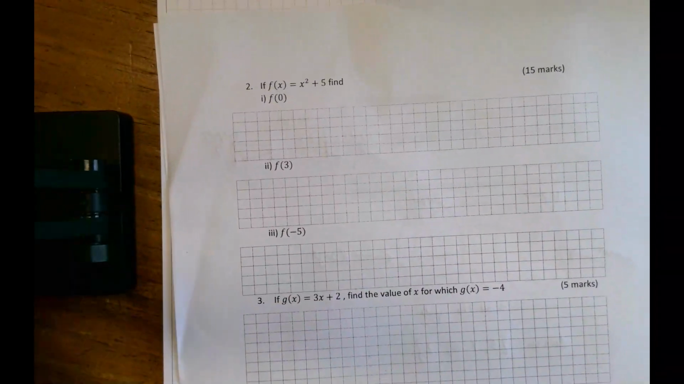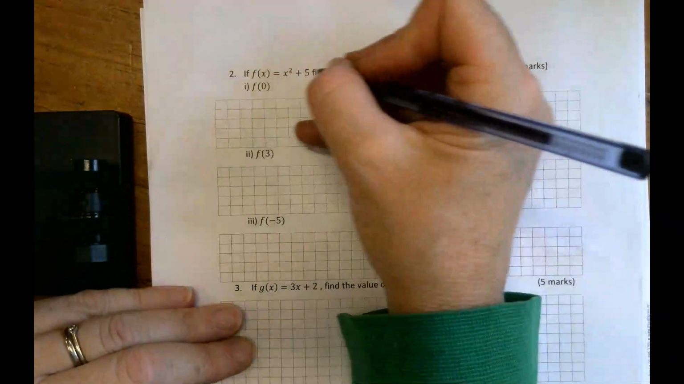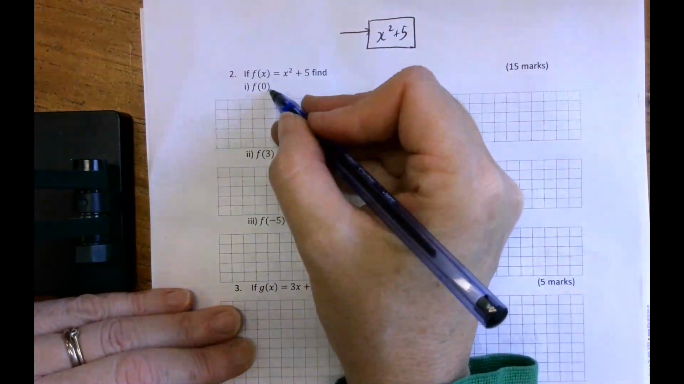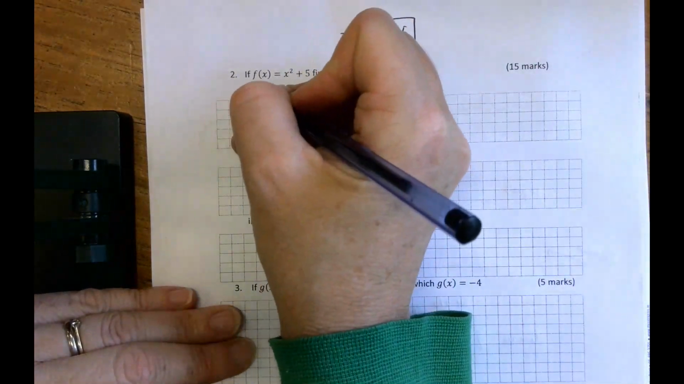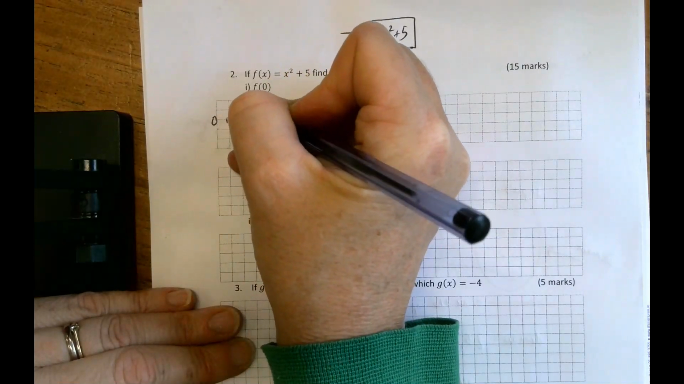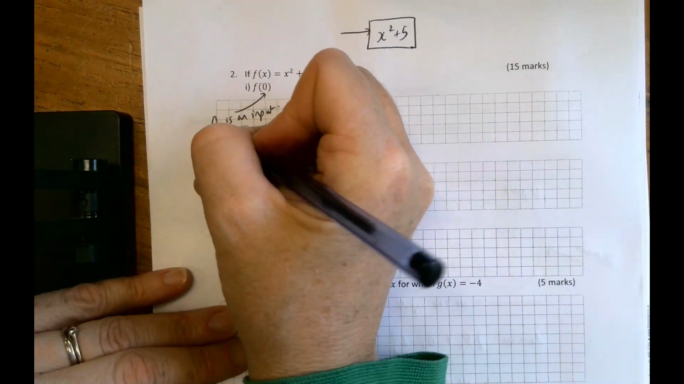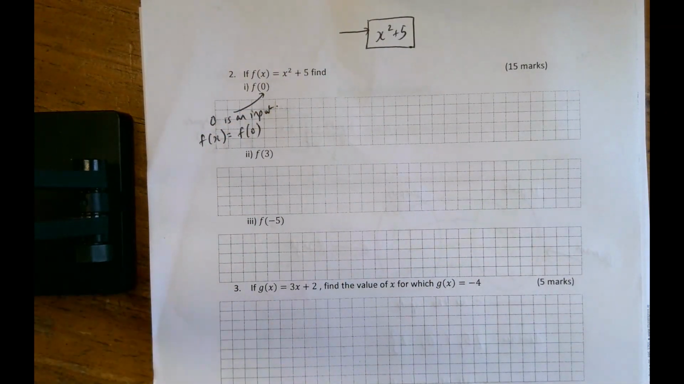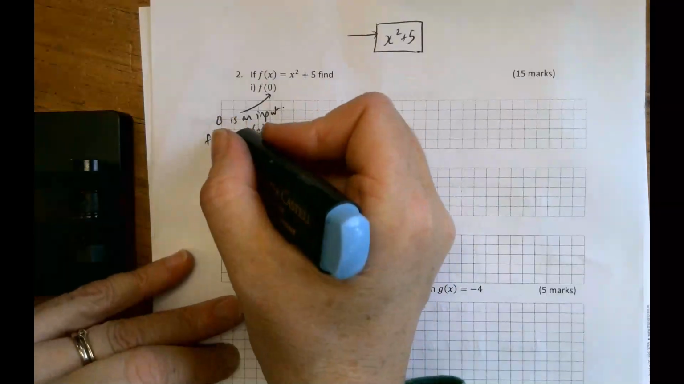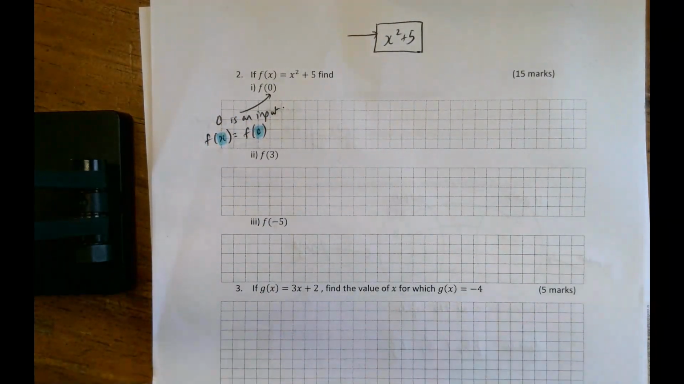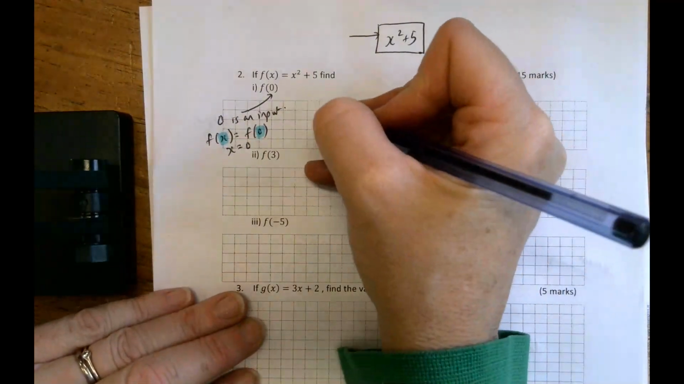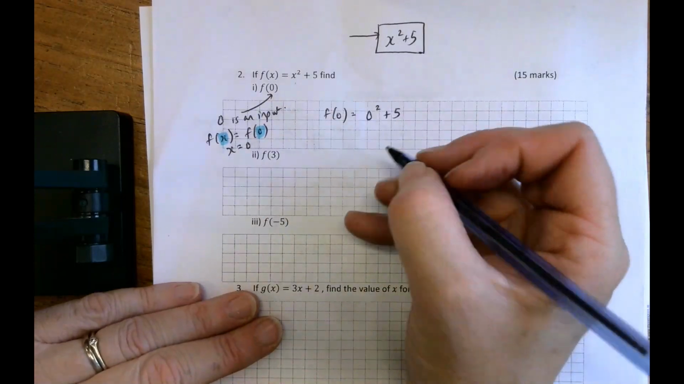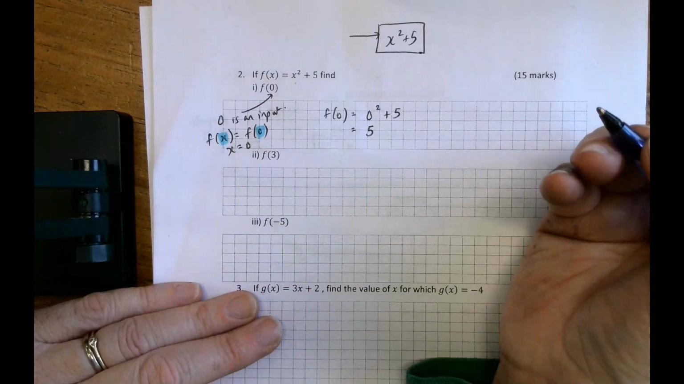If f of x is equal to x squared plus 5, so this is our function. Just picture this, x squared plus 5, find f of 0. So f of 0 means that 0 is an input. You see that f of x and f of 0, the x and the 0 are in the same place. So x equals 0. So f of 0 means 0 squared plus 5 because it's x squared plus 5. So 0 squared plus 5 is 5.